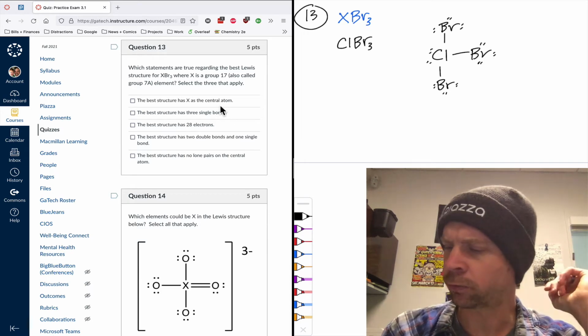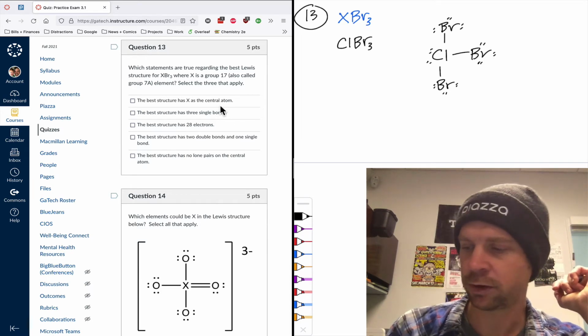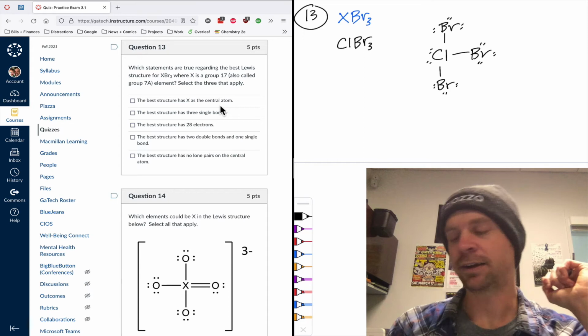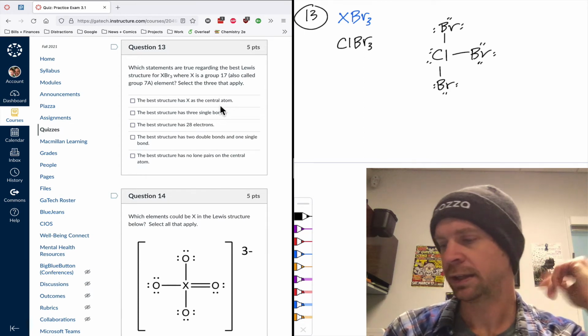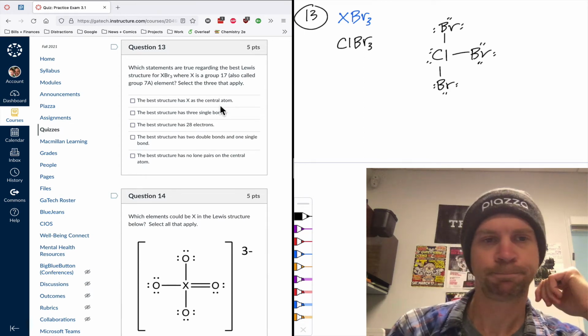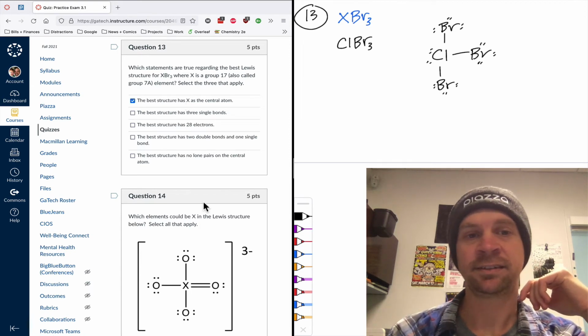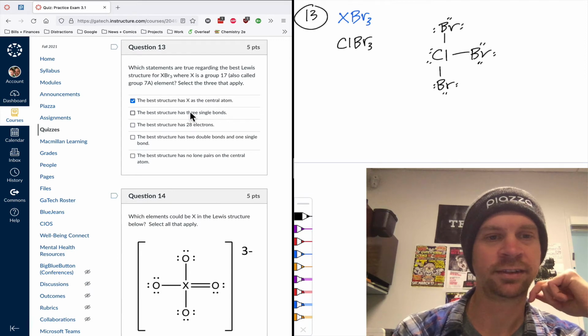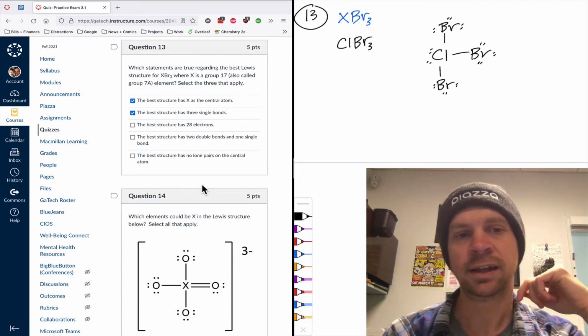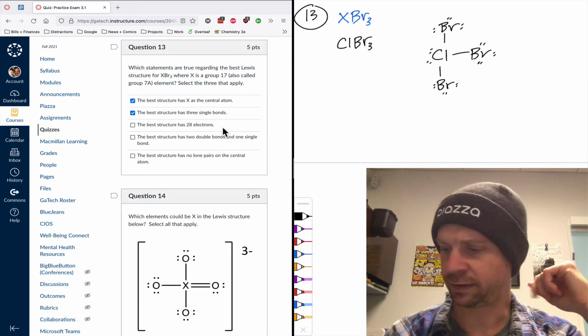All atoms are formally neutral. Yes, this looks good. And everything satisfies the octet rule minus the central chlorine, which can have an expanded octet. So the best structure does indeed have X as the central atom, and the best structure does indeed have 3 single bonds. Let's think about the total number of valence electrons here.